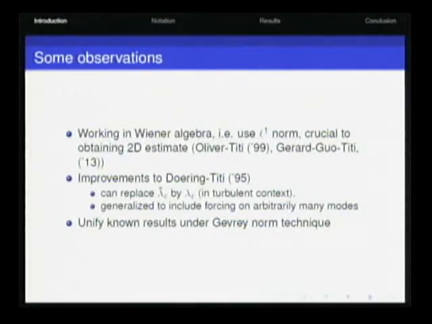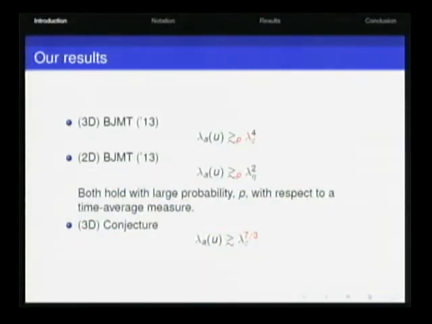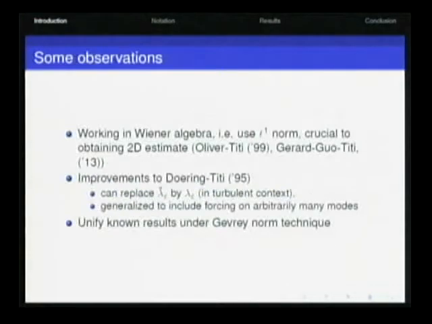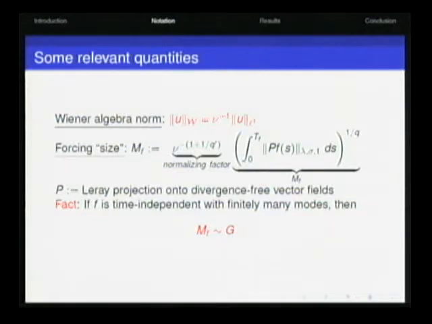So for the rest of the talk, I will explain the more general theorem from which these estimates follow, and also this turbulent context where they hold. Okay, so here's just some notation, the bare minimum to get to the theorem. We'll denote the Wiener algebra by W. M_F will denote the size of the forcing, and Q will be the time integrability of the force. This is just the Gevrey norm, but in the Wiener algebra. And P is the Leray projection onto divergence-free vector fields.